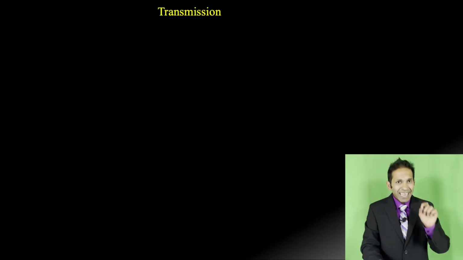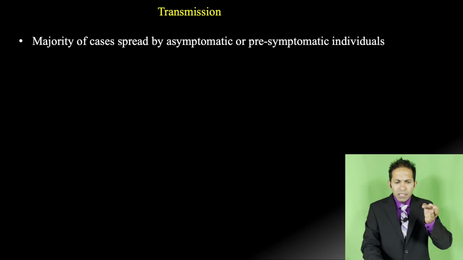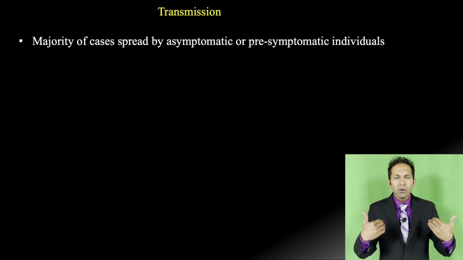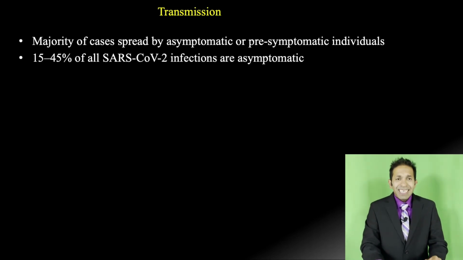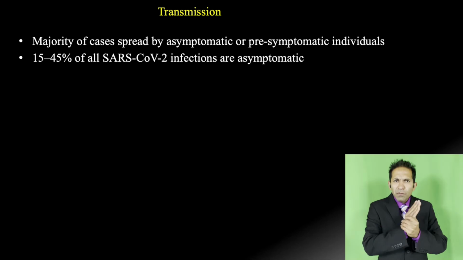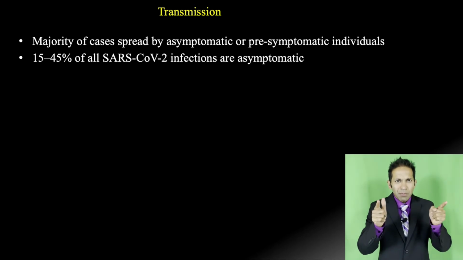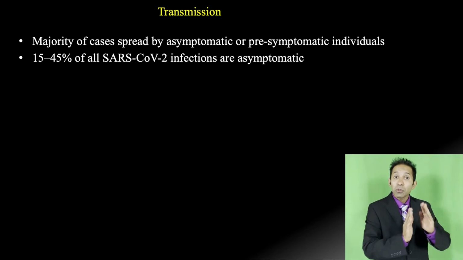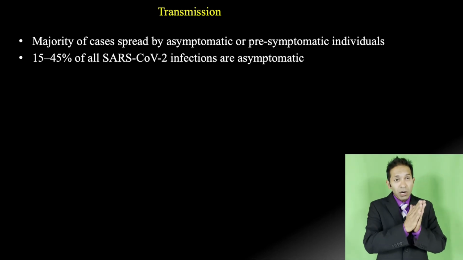So let's go to the next slide and talk about transmission. Majority of cases are spread by asymptomatic or pre-symptomatic individuals, when patients don't even know they are sick. Studies have shown 15 to 45% of all SARS-CoV-2 infections are asymptomatic. That is the main reason we are unable to control COVID-19 infection as compared to SARS-CoV-1 and MERS-CoV.